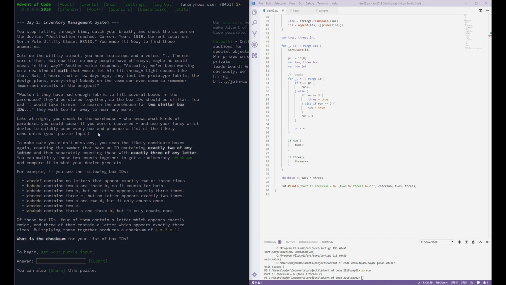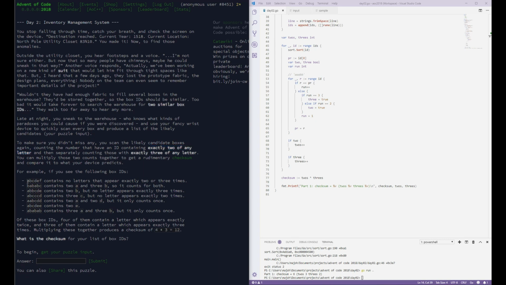Okay, so my input is, to make sure you didn't miss any, you scan the likely candidate boxes again. Counting the number that have an ID containing exactly 2 of any letter. That is kind of underspecified. And then separately counting those with exactly 3 of any letter.